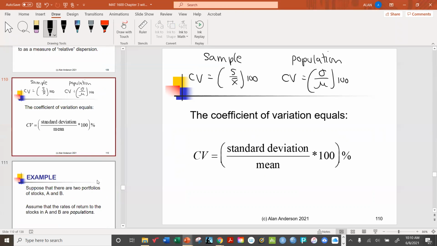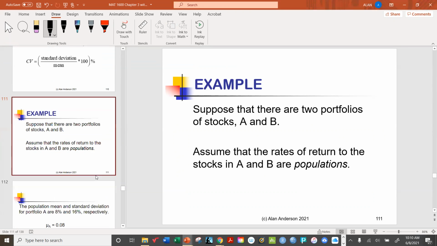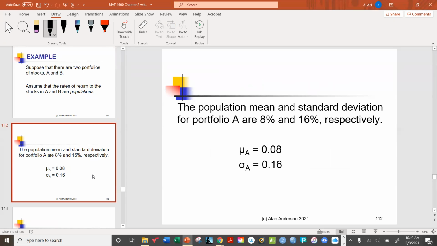So imagine the following situation. We have two portfolios of stocks. We'll just call them A and B, and we'll treat each one as a separate population. And so we're told two things. For each portfolio, we're told the mean and the standard deviation. So for example, in portfolio A, this is the mean rate of return, by the way.